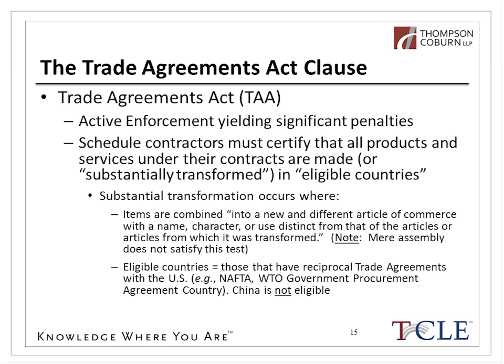But there has been significant enforcement with significant penalties, especially over the last several years, dealing with the violation of the Trade Agreements Act. And what is the Trade Agreements Act? Well, the Trade Agreements Act simply says that scheduled contractors must certify that all their products and services under their contracts are made or substantially transformed in eligible countries. And what that means, as set forth on the slide, is that the name, character, or use of the product is substantially transformed in a quote-unquote friendly country.